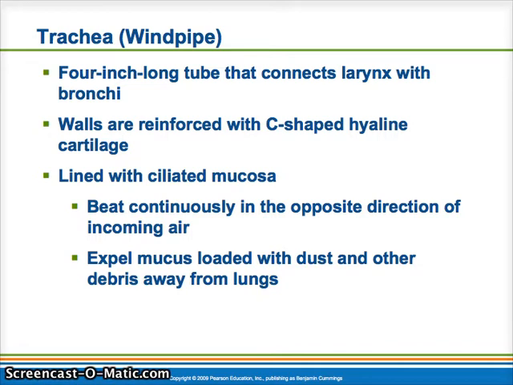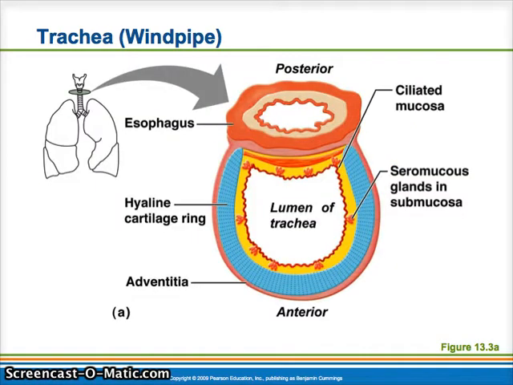The reason why it is C-shaped is so that it allows the esophagus to expand so that when we swallow food, it doesn't get stuck and we don't choke. That C-shaped hyaline cartilage modifies the trachea so that it will do that.